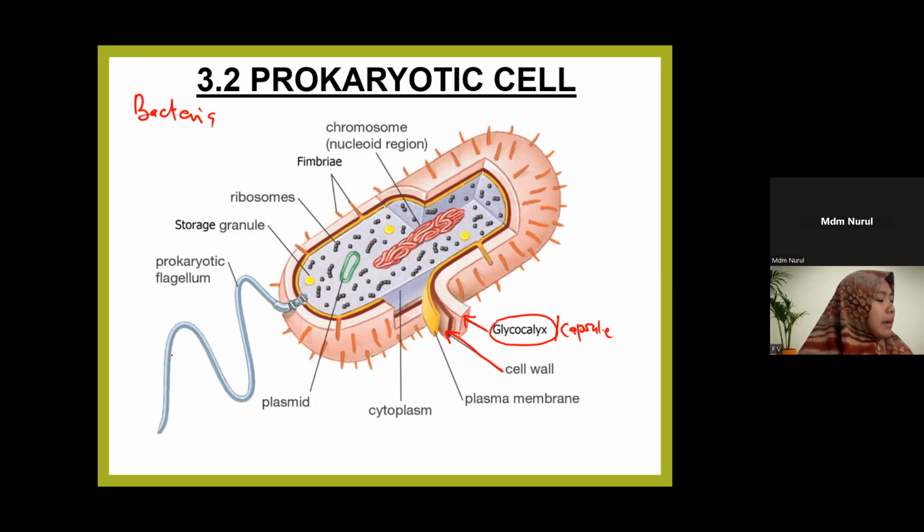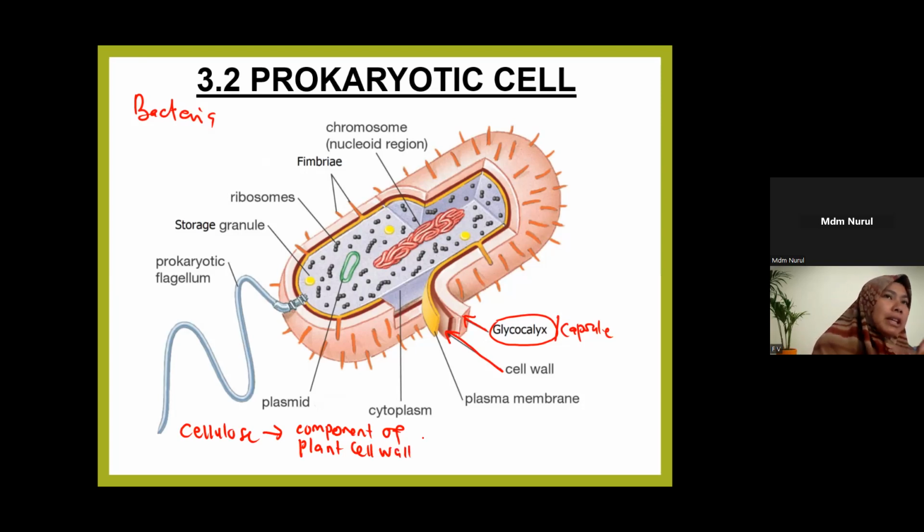Okay, kita recap balik, kita dah belajar chapter 2, right? Cellulose is the component of the plant cell wall. Okay, untuk tumbuhan, komponen cell wall dia adalah dibuat daripada cellulose. Tapi kalau untuk bakteria, cell wall dia is not made of cellulose. Ingat it is not made of cellulose. What it is made of? Okay, kejap lagi. Sekarang ni kita pergi tengok structure dulu.